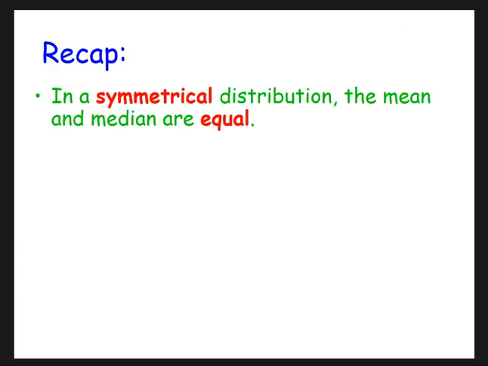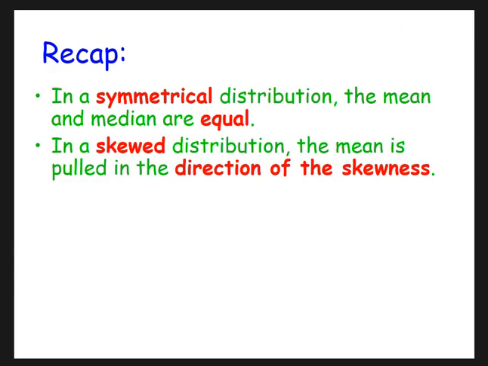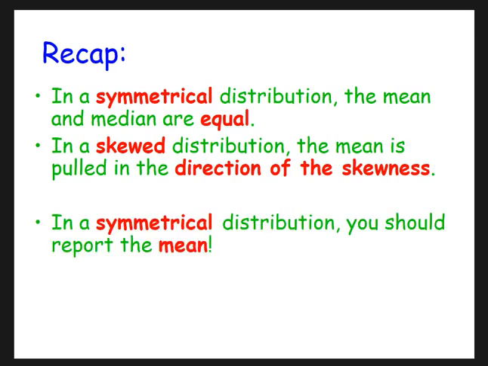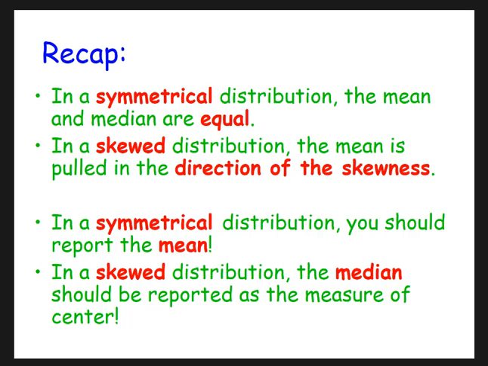So to recap, symmetrical, the mean and median should be equal. It is skewed if the mean and median are different. The mean will be away from the median in the direction of the skewness. If the mean is larger than the median, it's skewed positively or to the right. If the mean is smaller than the median, it's skewed negatively or to the left. Symmetrical distribution, you should report a mean. So if it is a symmetrical distribution, we just say the mean. We know that the median is close to that. If it is skewed, however, the median is a more accurate measure of center.